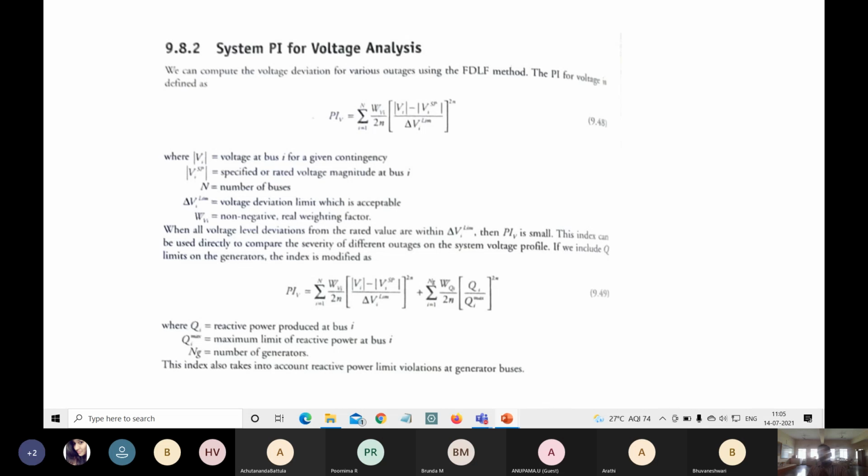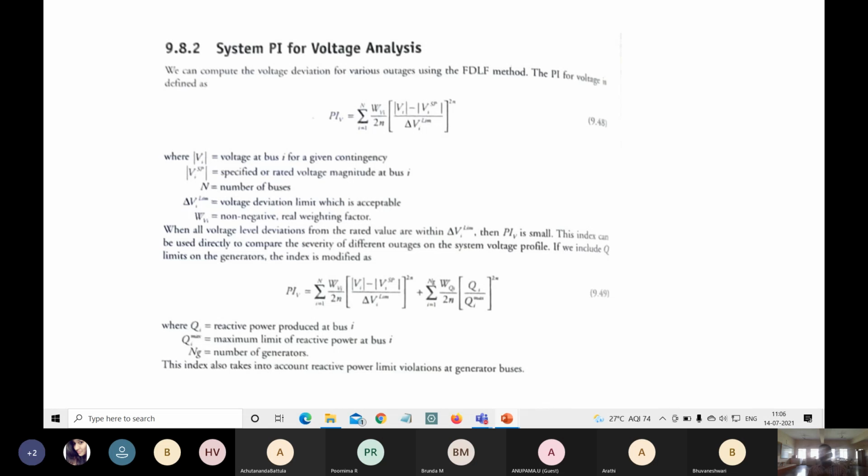In the software it will be given. In MiPower tool, if you take up a master's in power system analysis, there will be a power system lab, and in that you are going to conduct experiments in MiPower.